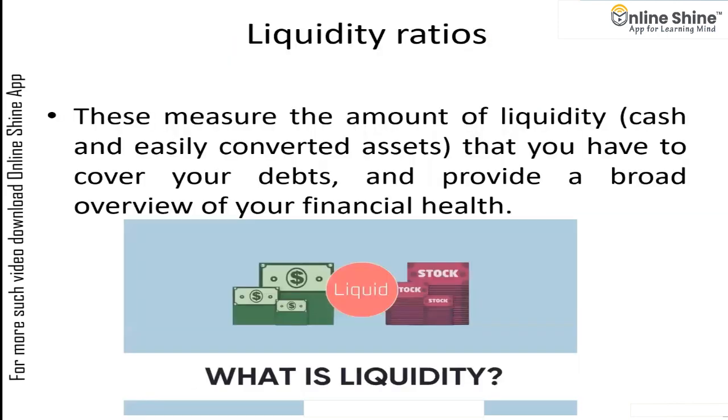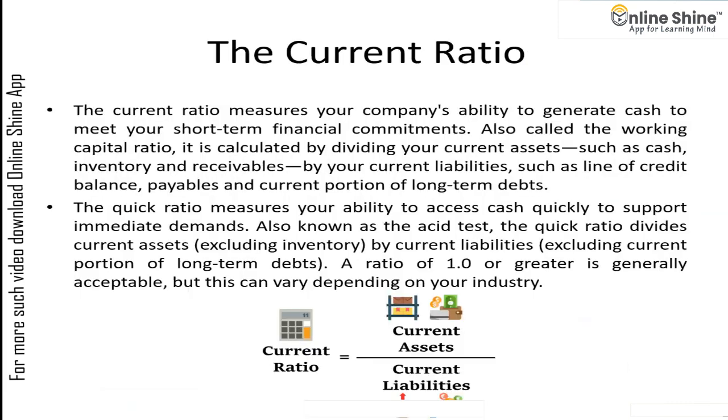Seeing the next slide, we will just summarize what we have done a bit from the previous video. Liquidity ratios. These measure the amount of liquidity, cash, and easily converted assets that you have to cover your debts and provide a broad overview of your financial health. So what is liquidity? We have understood. Next, we have to see what the current ratio is. Basically, if you see the formula below, current ratio is equal to current assets upon current liabilities.